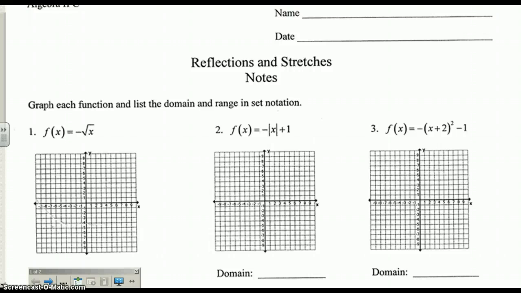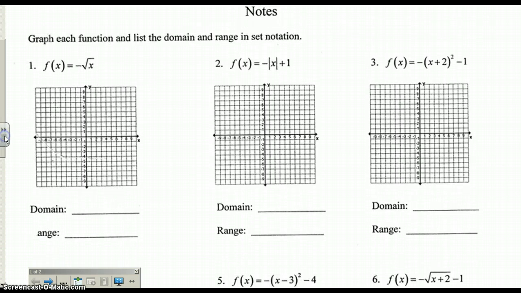We're working on reflections and stretches. Over the past 2 days, we started with graphing parent functions, and then we worked on horizontal and vertical shifts, left, right, up, down. And now we're going to use those last 2 days, and we're going to add in reflections and stretches. Okay, so we need our prior knowledge to really work through these problems at hand.